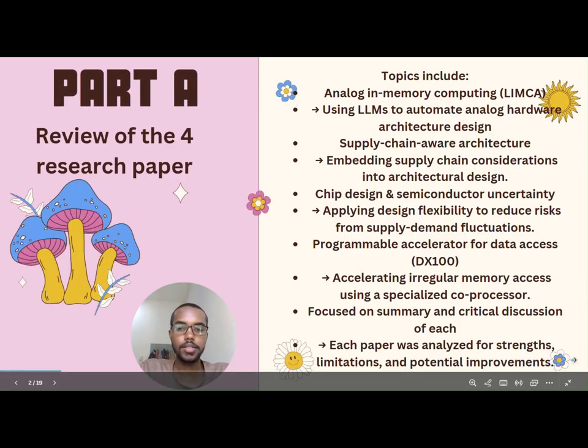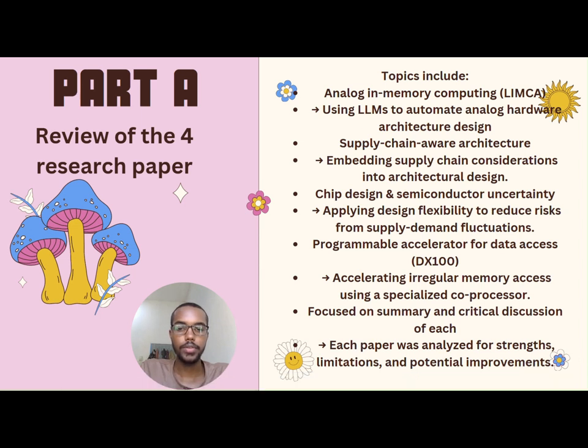So I'm going to present part A, which is about the review of the research papers. There were four research papers related to computer architecture and organization. We were focusing on summary, where each paper was analyzed for its strengths, limitations, and potential improvements. So there were four papers. Here are some of the topics that these papers were covering.